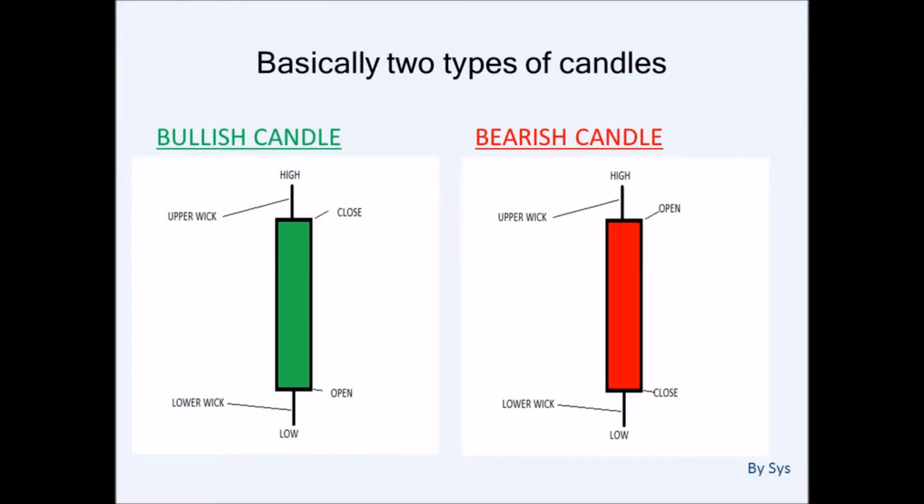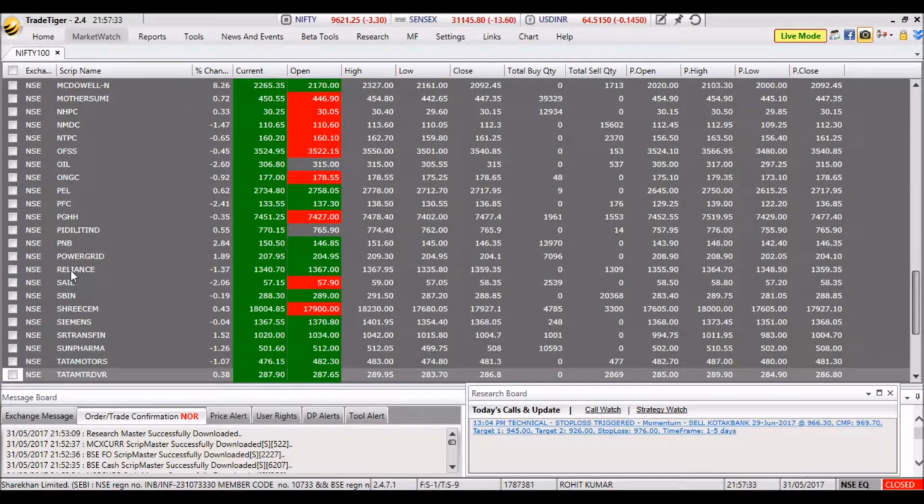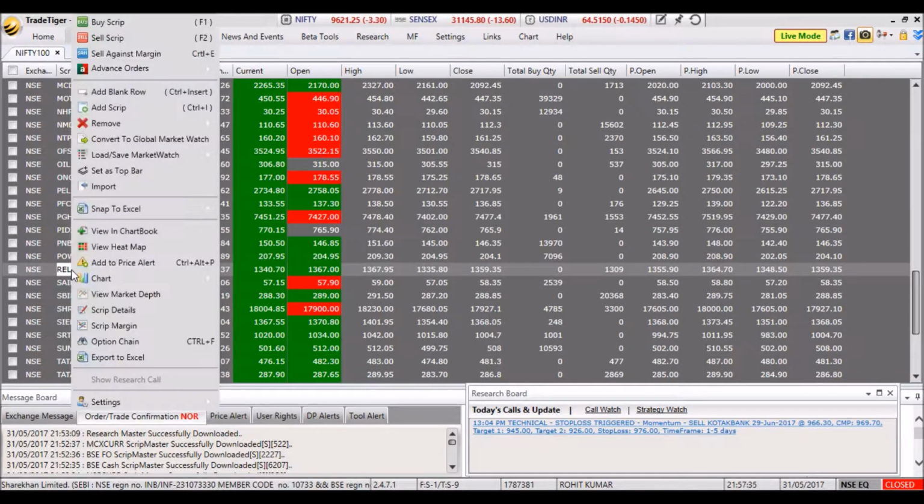The bullish candle is one whose close is above the open price, and the difference between the close and the high is known as the upper wick, and the open and the low is known as the lower wick. The second one is the bearish candle, whose closing price is lower than the opening price. The difference between the high and the open is called the upper wick, and the close and the low is known as the lower wick.